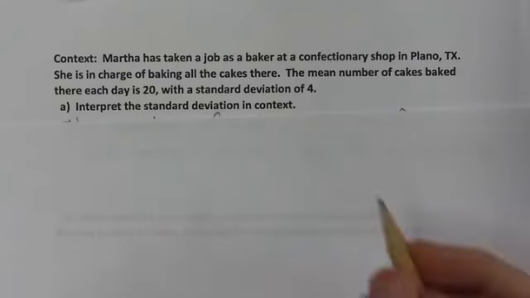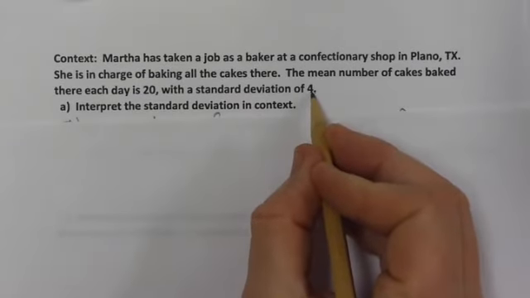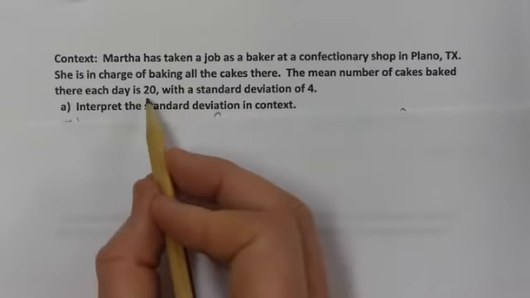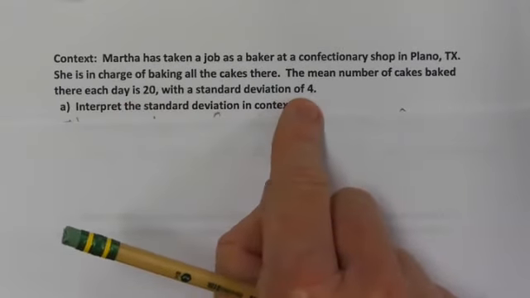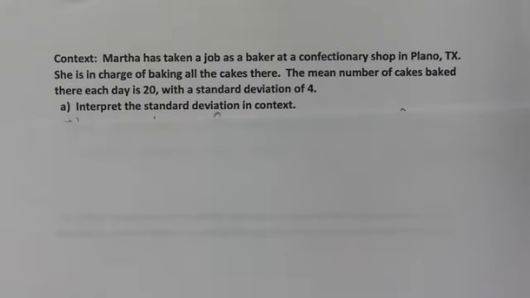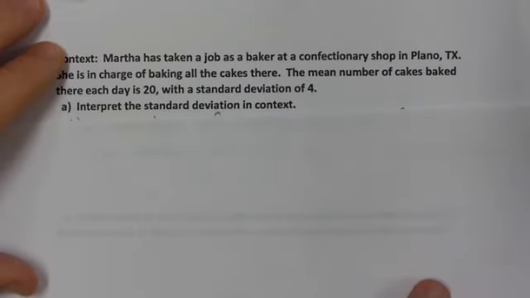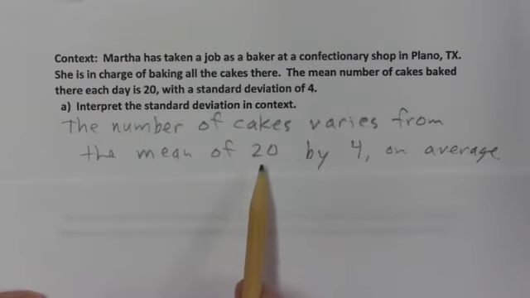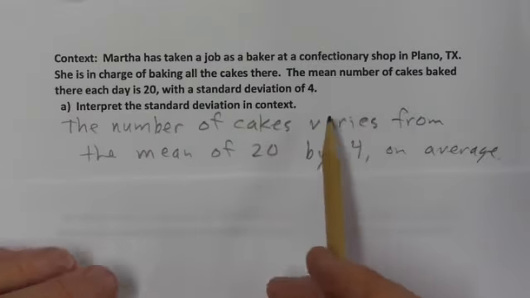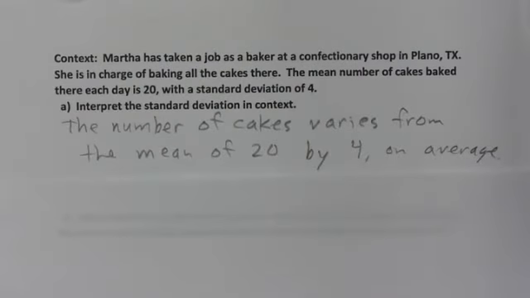And so the standard deviation tells us the average amount it varies. In other words, the mean is 20, but we wouldn't be surprised at all that it's 24. That's one standard deviation above the mean. We wouldn't be surprised at all if it was 16. That's one standard deviation below the mean. So to interpret the standard deviation in context: the number of cakes varies from the mean of 20 by 4 on average. So the average amount that the cakes vary from the middle is 4. That's what that is.